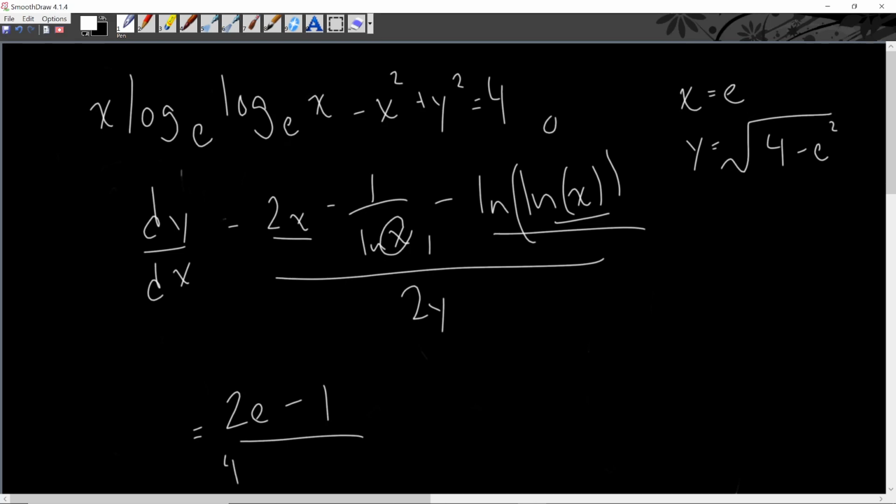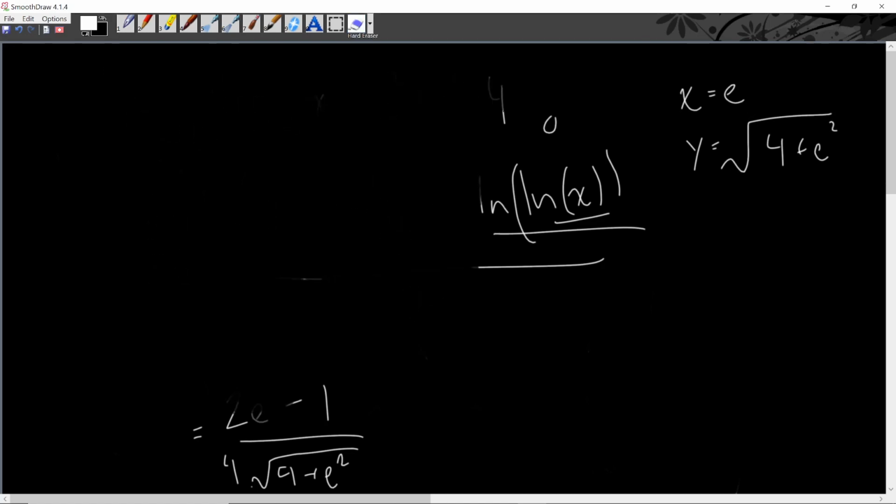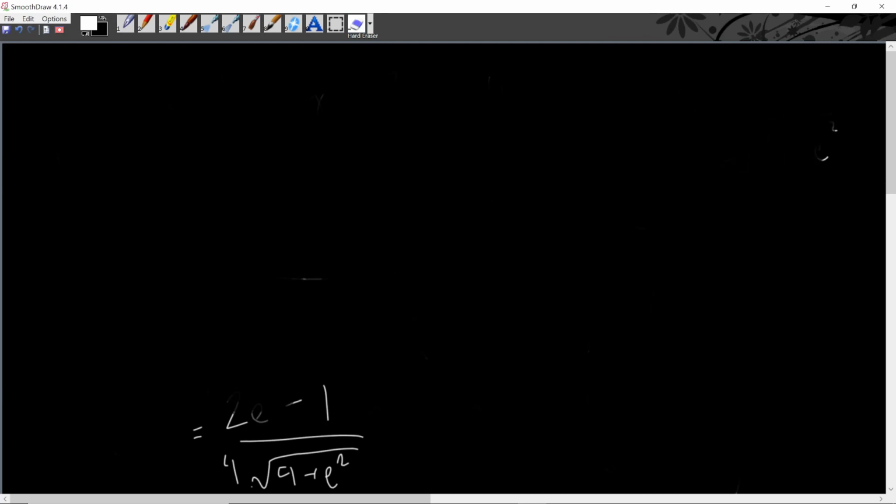Over 4 times root of 4 minus e squared. There might be a way to simplify that, but oh, sorry, no, it's not 4 minus e squared, it's 4 plus e squared. And then from there, that's our answer. It was kind of hard, but I thought it combined most of what we were doing, and it did have a lot more implicit differentiation than usual, which is nice.